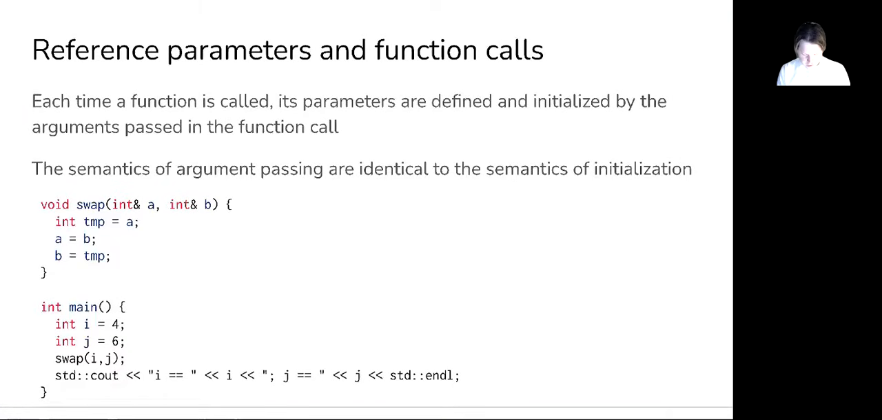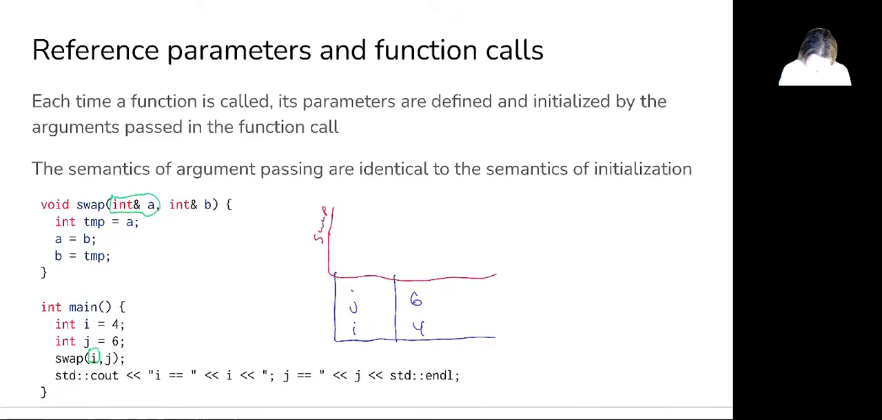So let's go ahead and just draw this out. So we have main. We see i, whose value is initialized with 4, and then j gets 6. Now we notice a call to our swap function. So let's go ahead and create some space for it. This is swap. Now notice here we have two reference parameters.